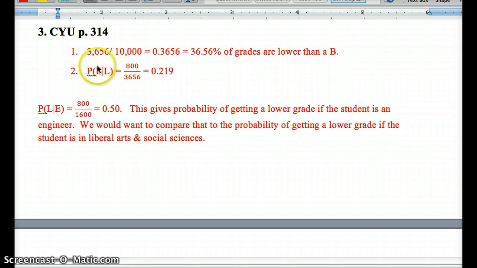Now, the probability of being an engineering student, given that a grade is below a B. Remember, given that event L has occurred, cover up all columns or rows that don't include event L. See what's left. Well, E occurring, given that L has occurred, is 800 out of the total of 3,656. That's the number we had up here, the total that had grades lower than a B. 800 from, I think this is engineering and science classes.